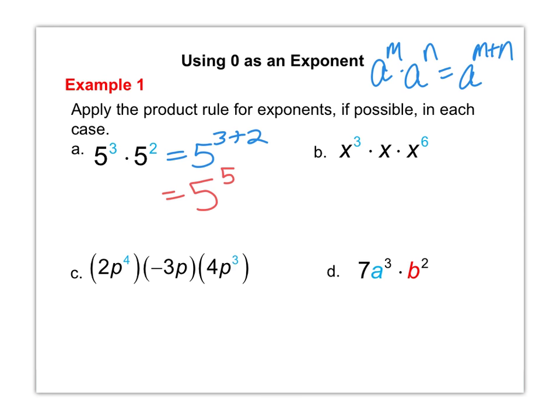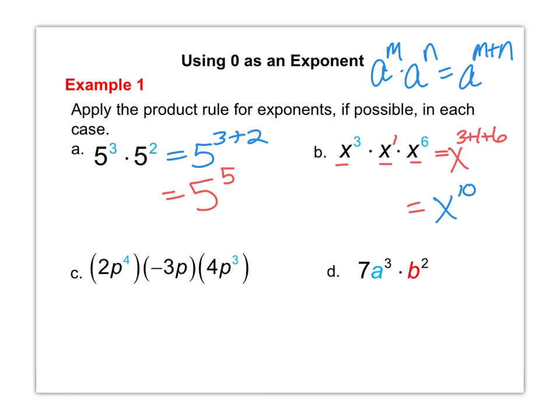We can do this with bases that are variables as well. In part B, we have x to the third power times x times x to the 6th power. Now the second x here does not have a power, so we automatically know that the power needs to be 1. It's just not written there. So the way we simplify this is by adding the exponents. Because all the bases are the same, we can write this as x to the 3 plus 1 plus 6 power, and when we simplify that, we get x to the 10th power.